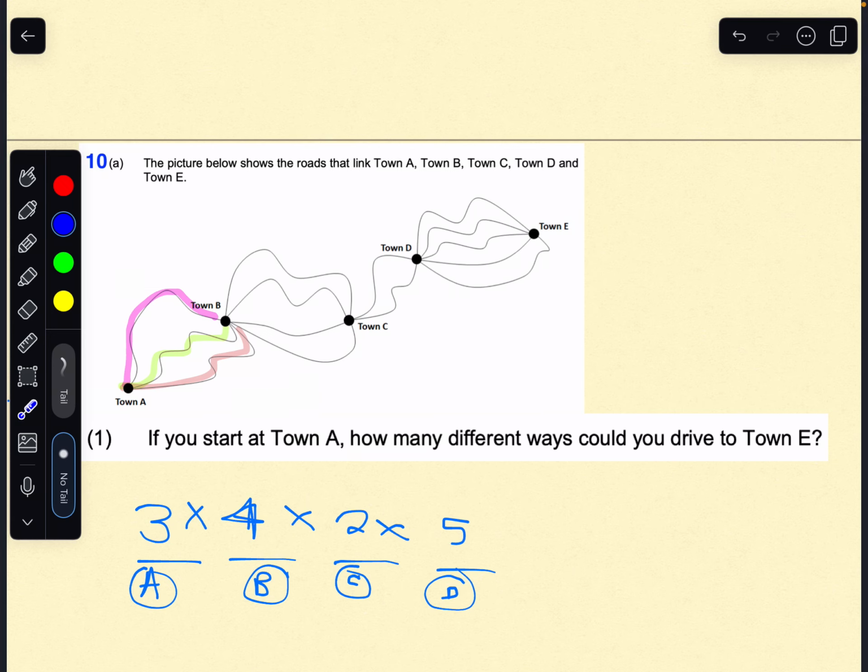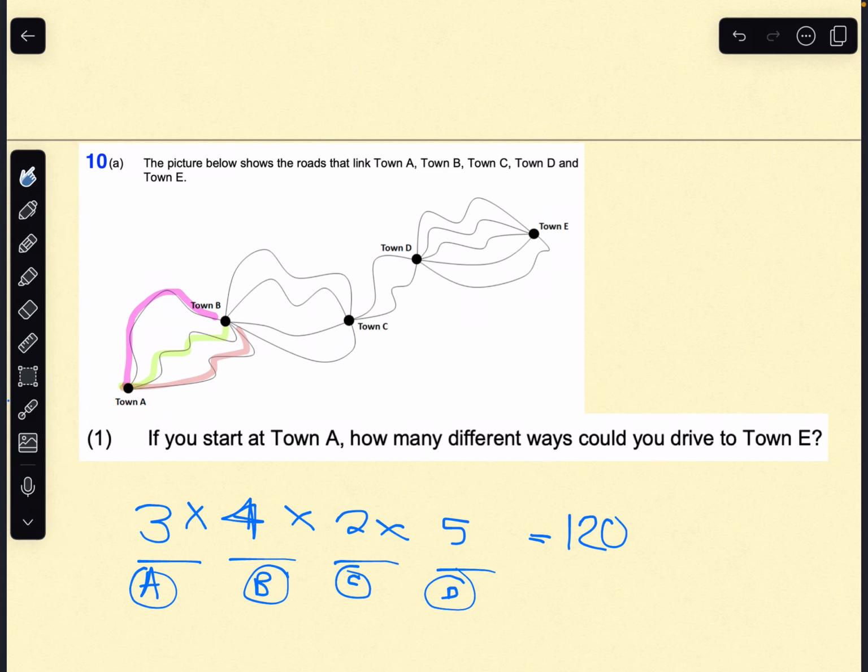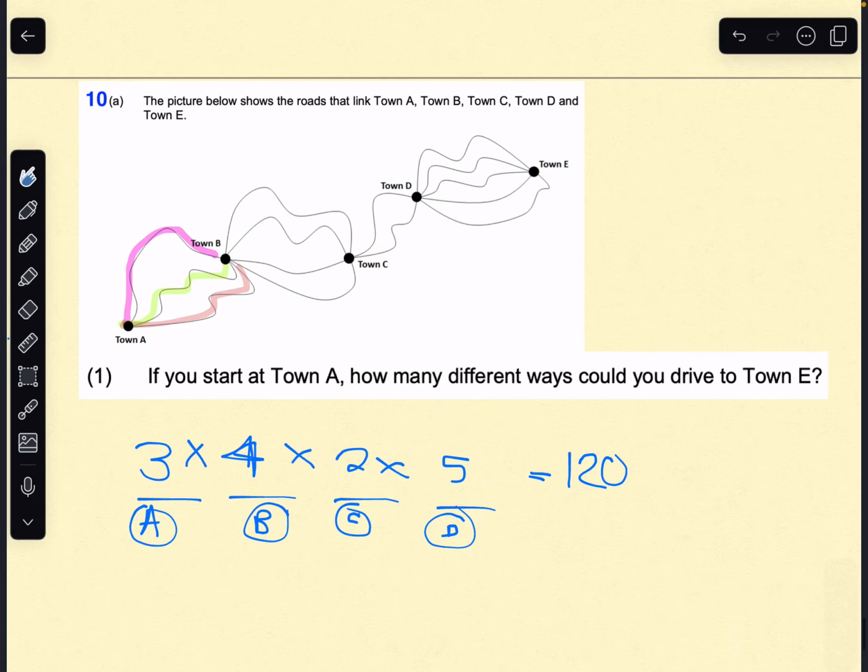Okay, so let's come back to this bombastic equation here. 3 times 4 is 12, times 2 times 5 is 120. So there are 120 ways that we can go from town A to town E.